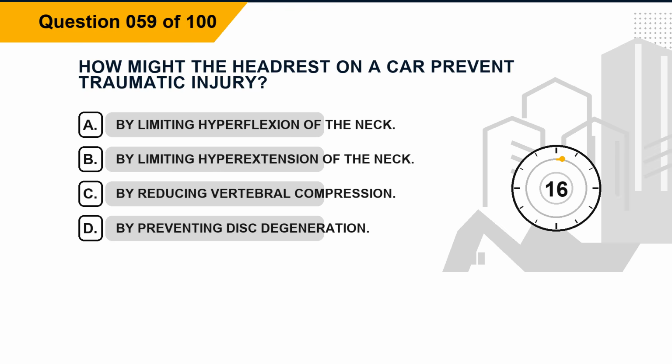Question 59. How might the headrest on a car prevent traumatic injury? Option A, by limiting hyperflexion of the neck. Option B, by limiting hyperextension of the neck. Option C, by reducing vertebral compression. Option D, by preventing disc degeneration.